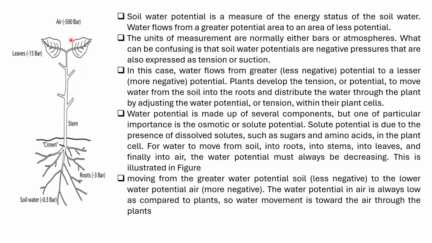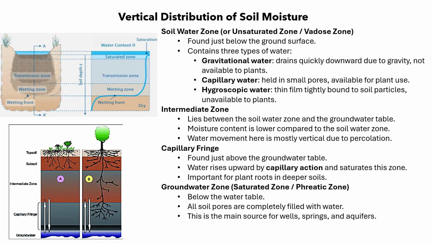One important part of the water potential is the solute potential, which is influenced by the sugars and other dissolved substances inside the plant cells. As water travels from the roots to the stems, stems to leaves, and leaves to the air, its potential must keep decreasing. The movement has to continue because the water potential in the air is extremely low, and water naturally moves out through the leaves during transpiration.